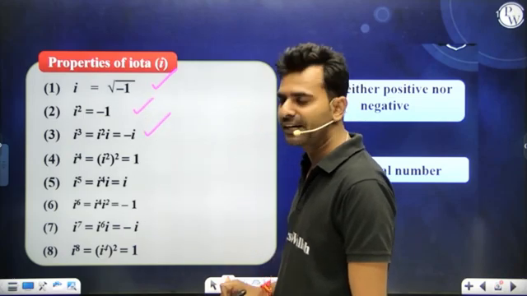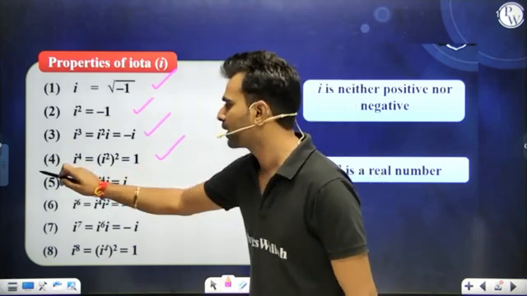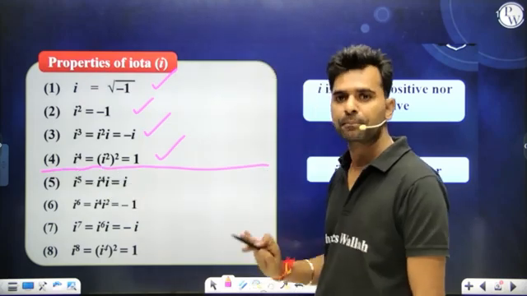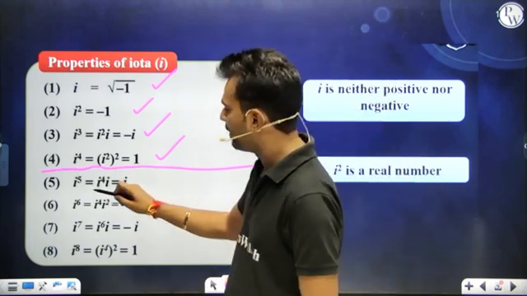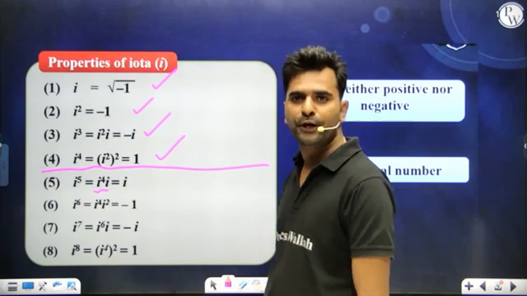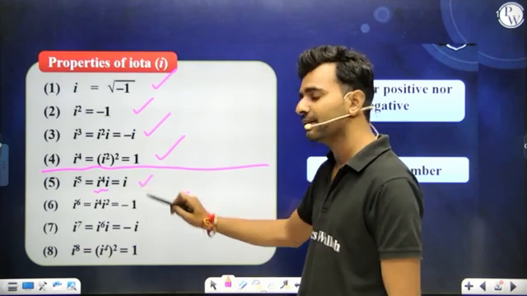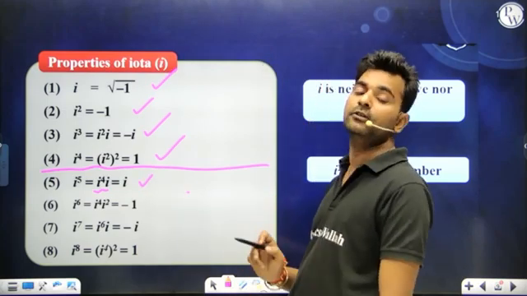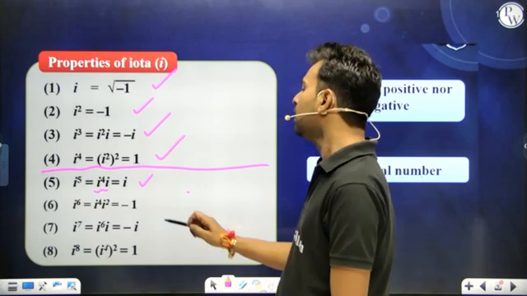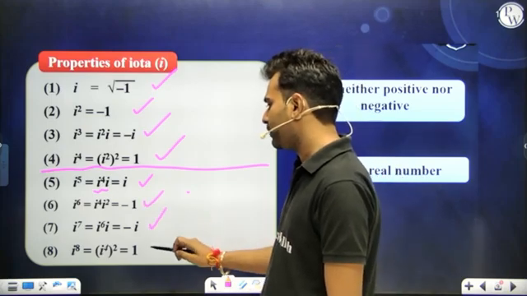Iota cube is minus iota. And iota to the power 4 is nothing but equal to 1. Now iota to the power 5 can be written as iota to the power 4 into iota, that is 1 into iota, that is again equal to iota. Yes or no? Because iota to the power 4 is how much? 1. This is minus 1, minus iota and 1.